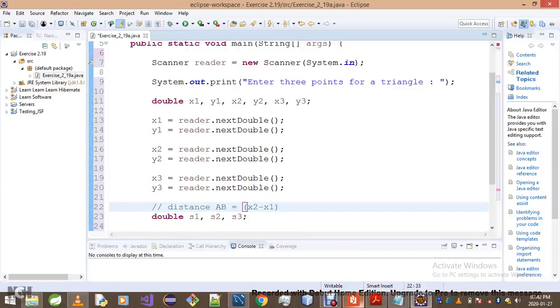x2 minus x1. You square that, but if you want to square that, you simply multiply it by itself. You find the product of these two. You simply add the results.